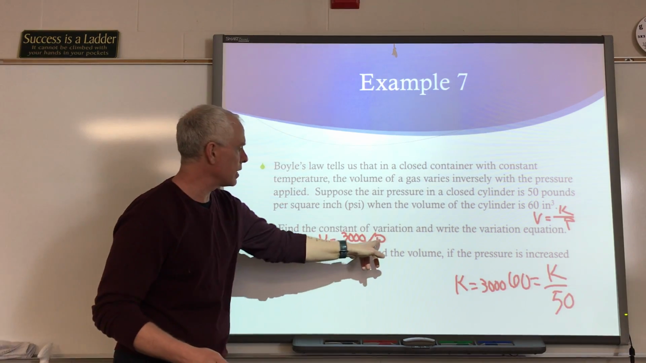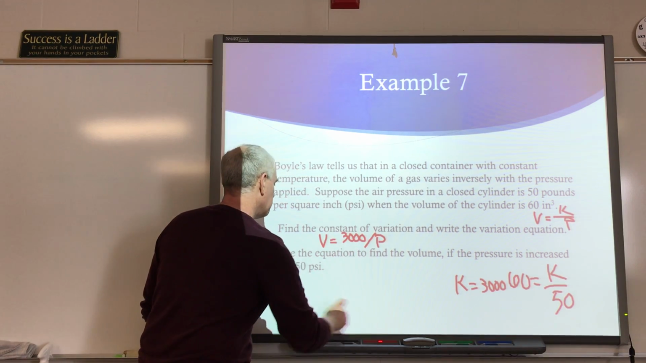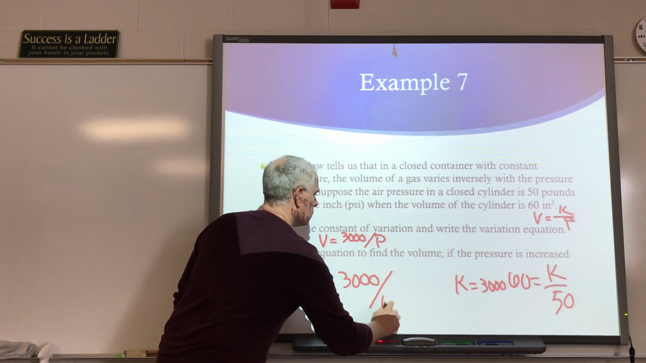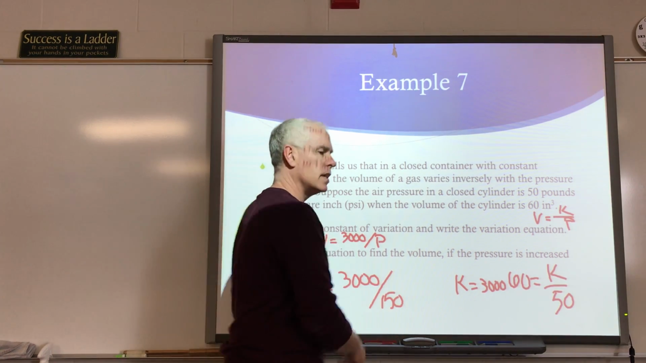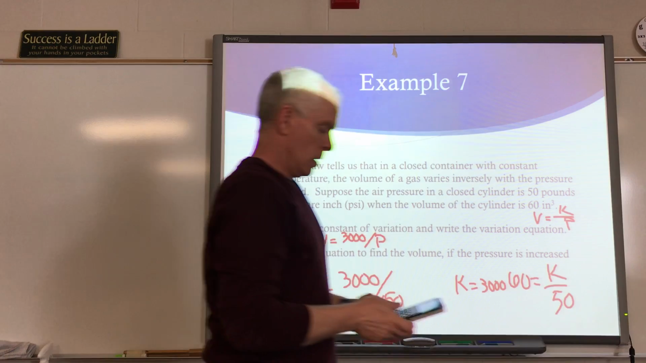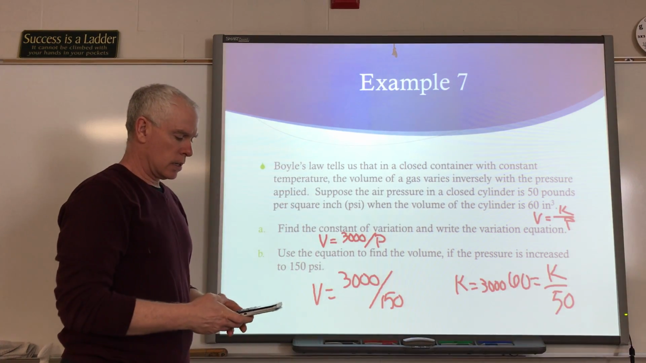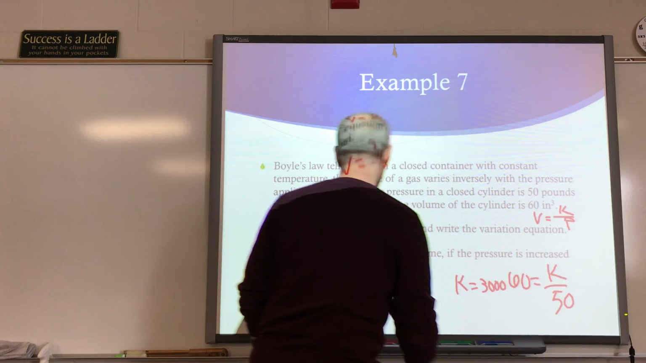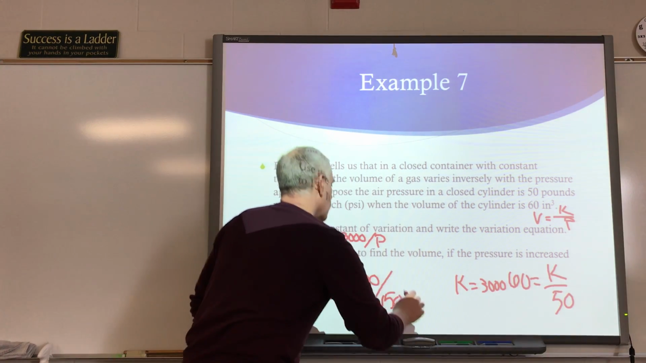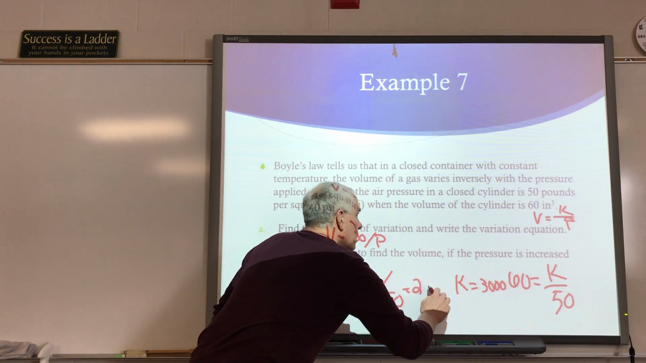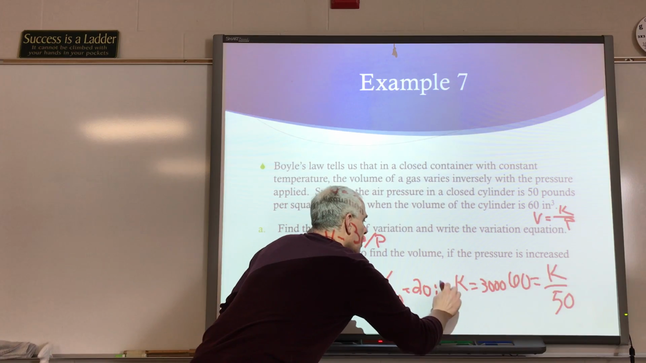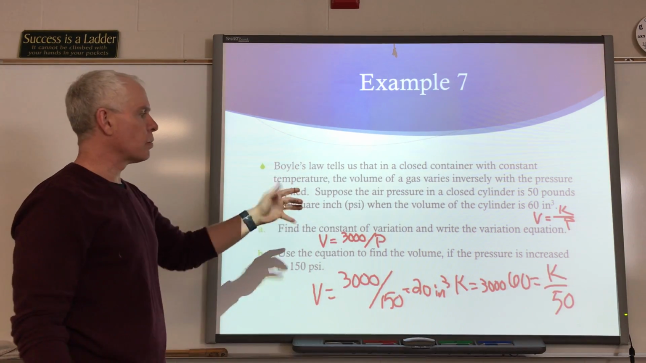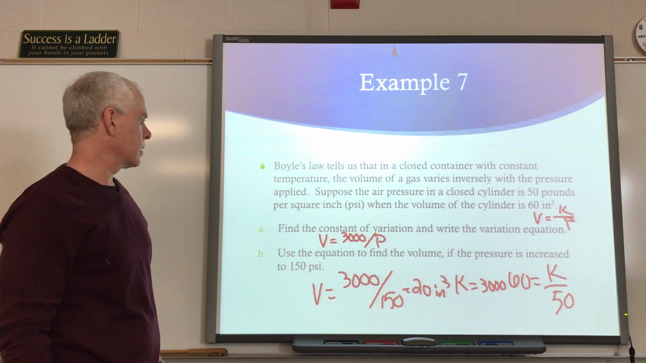So now I can replace that P with 150. So if I take 3,000 divided by 150, I get 20. So 20 cubic inches. So as the pressure went up, the volume went down, and that's what it means to vary inversely.